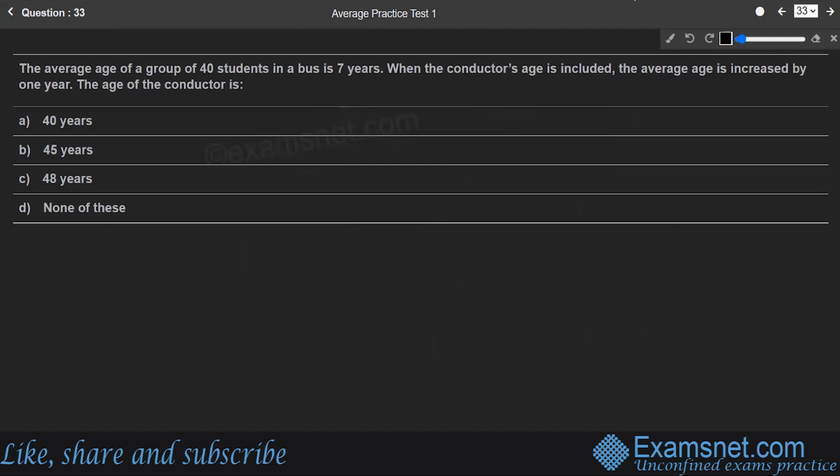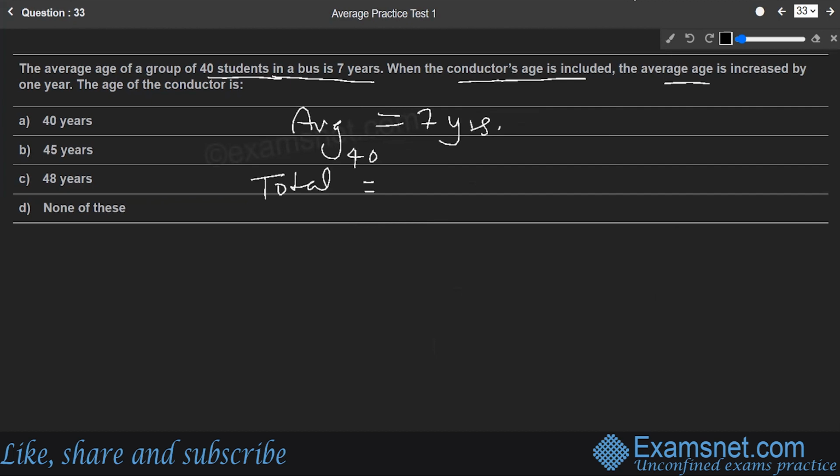Now, the average age of a group of 40 students in a bus is 7 years. When the conductor's age is included, the average age is increased by 1 year. So let us find out the average of the 40 students. 40 students' average age is 7 years. Okay, so what is the total age of these 40 students? It is always average multiplied by number. Average is 7 multiplied by students are 40, so it's going to be 280. So this is the total age of the 40 students, that is 280 years.